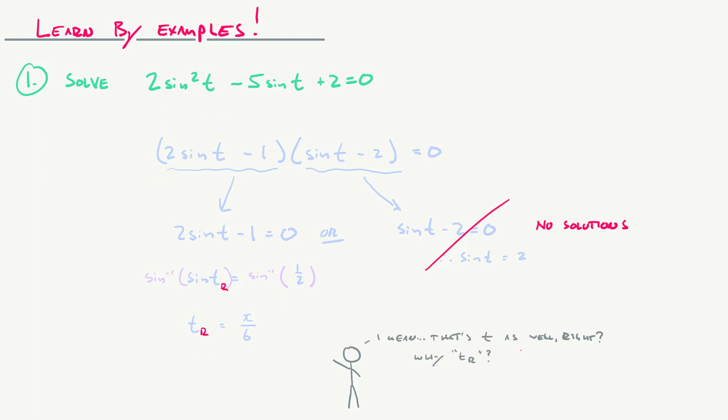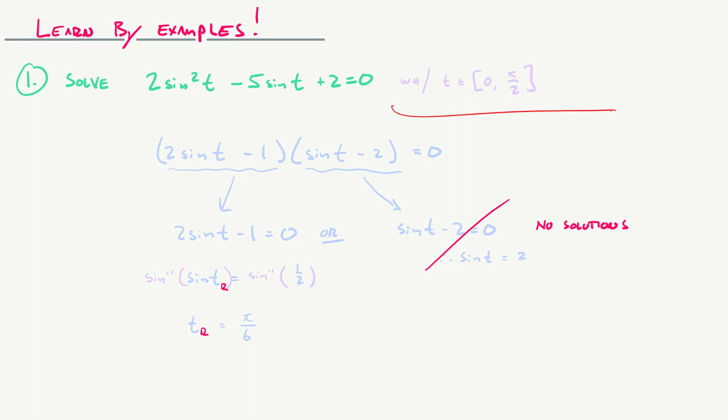If you look back at the problem, there's something missing right here. Something should be right here that tells us what it is that we're solving for. Maybe you're solving this thing, but where t is on the interval 0 to pi over 2. If t is on the interval 0 to pi over 2, then okay, we're done. T is equal to pi over 6. That's the only solution that's going to be in quadrant 1. Pi over 6 is the only angle in quadrant 1 that satisfies the equation. So we're done here.